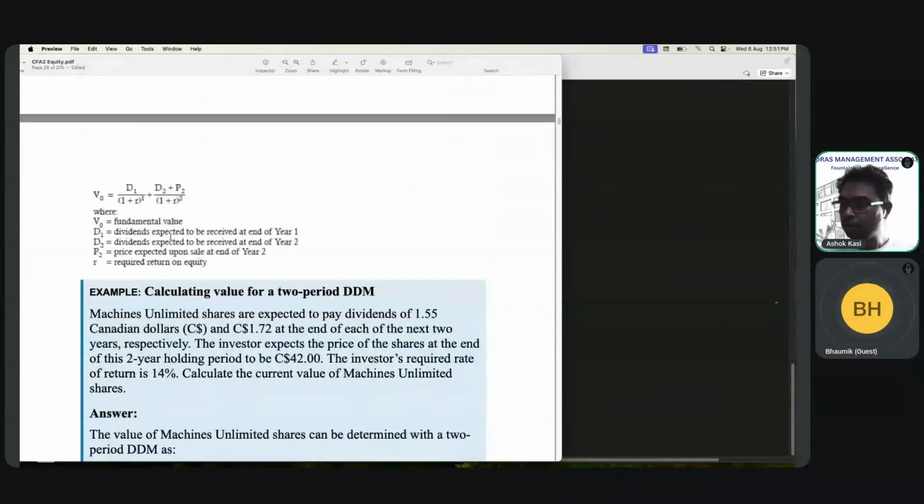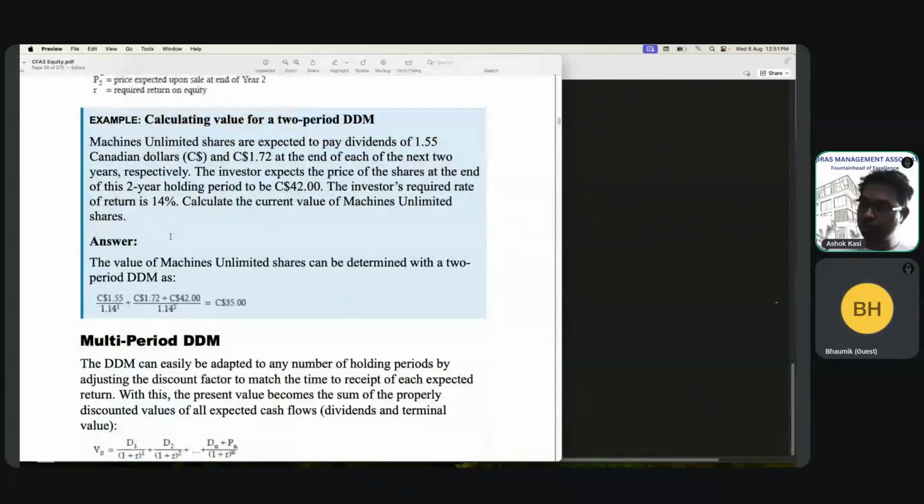Two-period dividend discount model. Just go through this now.